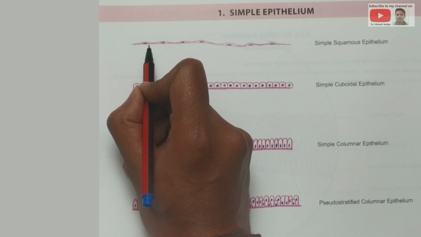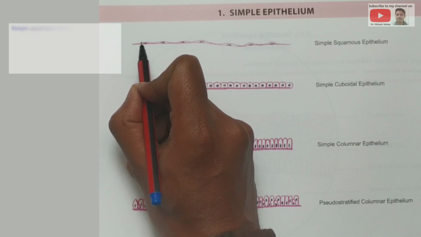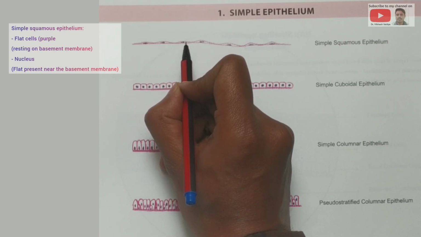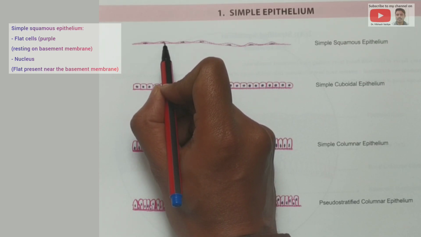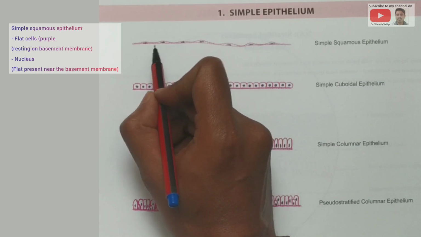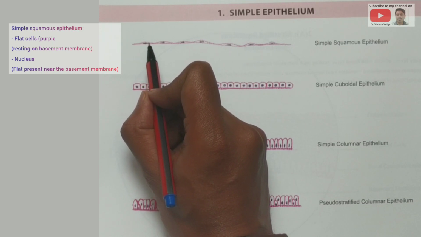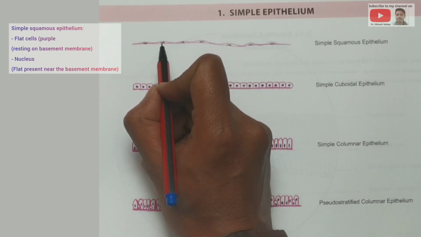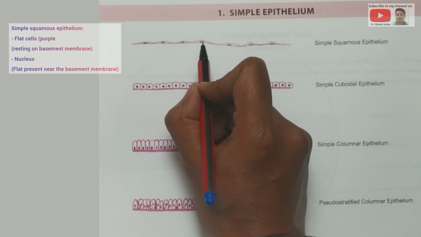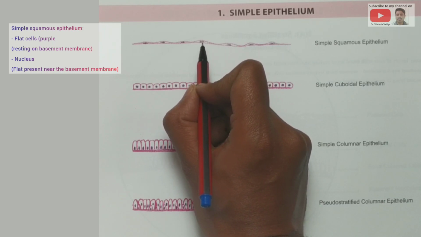This is the basement membrane, and over the basement membrane a flat cell is resting, and you can also appreciate a purple colored structure, that is the nucleus, and this pink colored structure is the cell wall. The cell of this squamous epithelium is flat and the nucleus is also flat, present nearer to the basement membrane. You can appreciate here the nucleus present near the basement membrane.